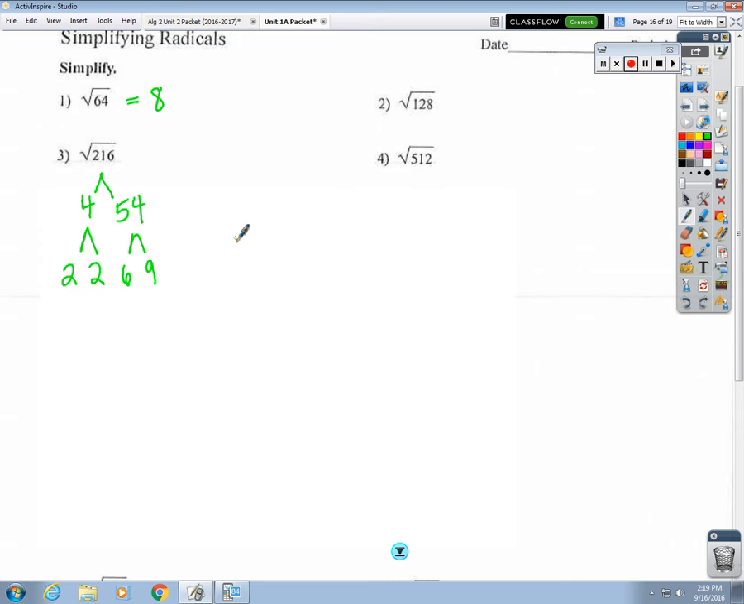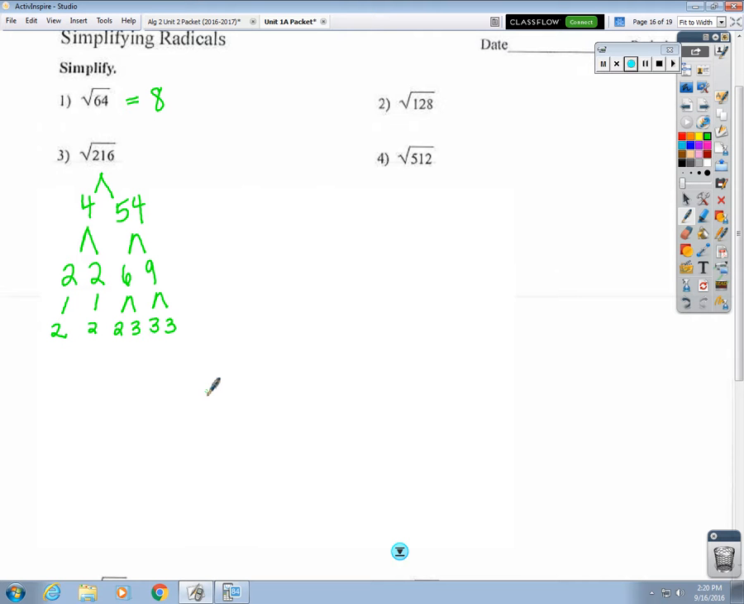Okay, so now, is 6 prime? No. I can do 2 times 3, correct? And then 9 can be broken down into a 3 times 3. Once they're all prime, I do want you to drop them all to the same level. That way they're all at the bottom together.